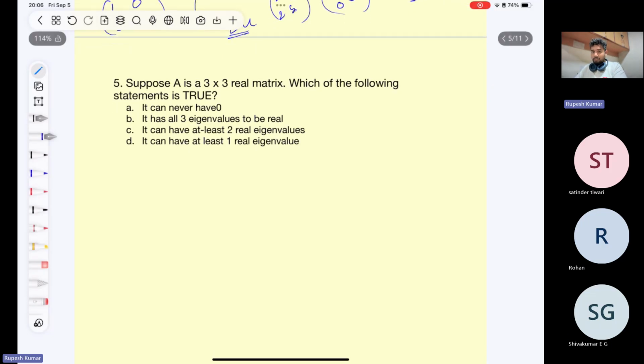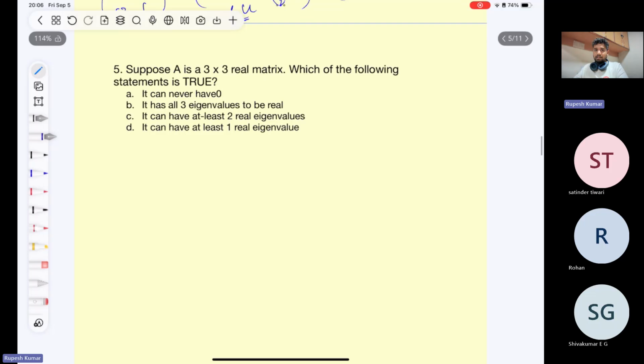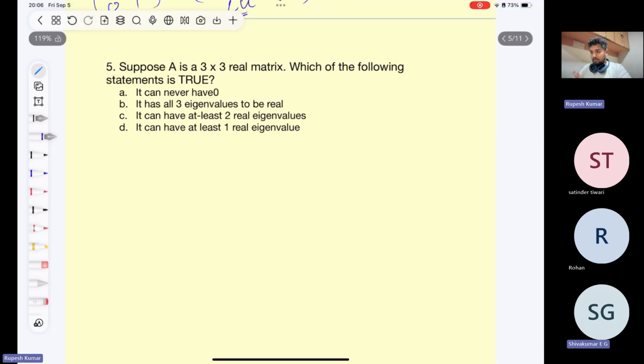But let's solve this fifth problem and then end there. This is the last problem for today's session. It's a very simple problem. Let's say A is a 3 by 3 matrix. Which of the statements is true? It can never have zero eigenvalues. It has all three eigenvalues and whatever.